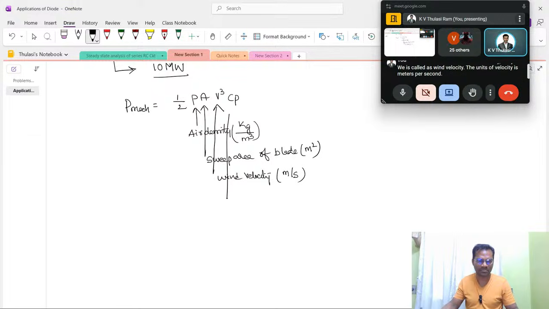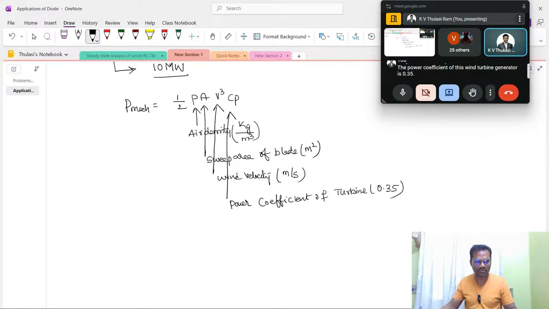And what is meant by Cp? Cp is nothing but the power coefficient of the turbine. The power coefficient of this wind turbine generator is 0.35.